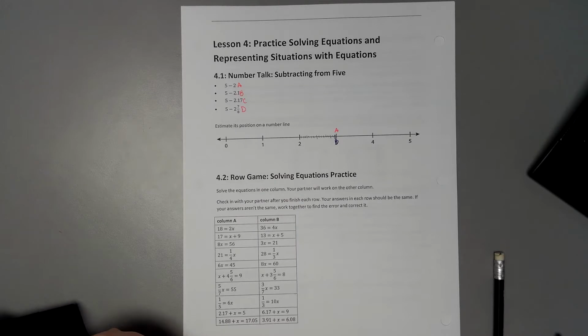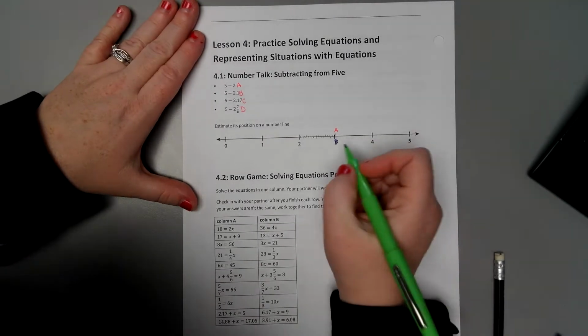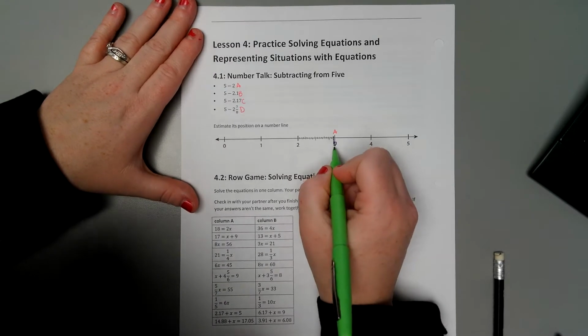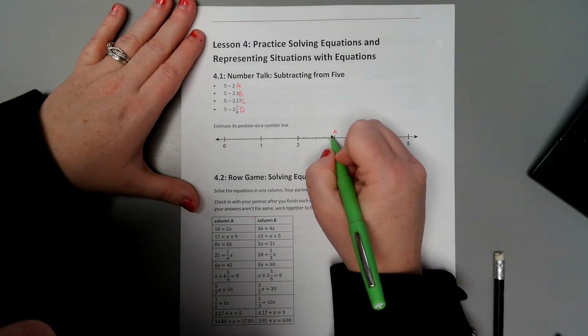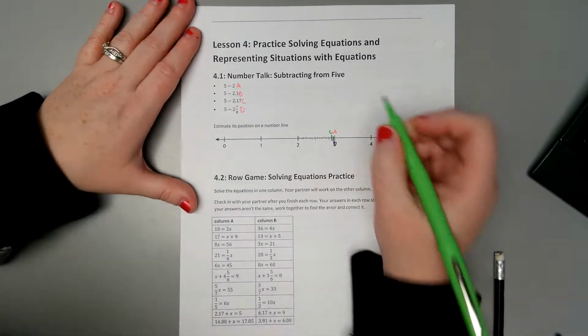C, let's get a different color, 17 cents. Well, 17 cents. That's almost, if this one's this far away from 2, C is probably going to be double that, so probably about here. So here's C.